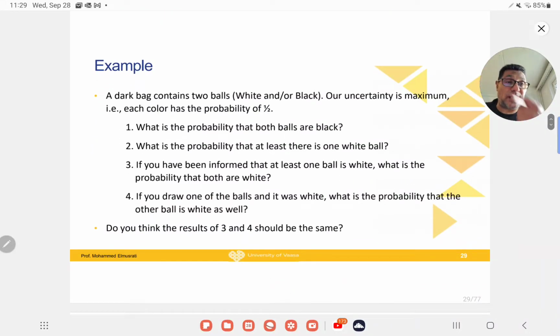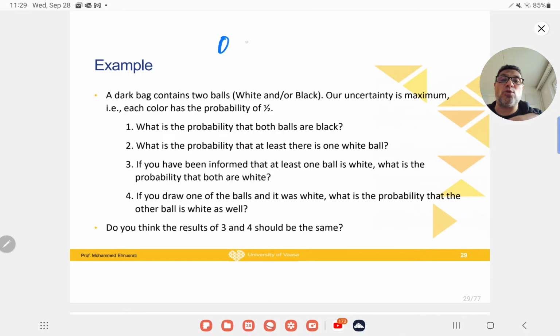Here we have a few examples that you can find in the slides. We said here, a dark bag contains two balls, white or black. We don't know which: both could be white, both black, or one white and one black. So we have no idea what is there. Our uncertainty is maximum. What is the meaning of maximum? It means that the probability of each color is 0.5. This is the maximum uncertainty, because probability is between zero and one. If it is one, then it is deterministic; you are 100% sure about it. If it is zero, it is also deterministic, because you are 100% sure it will not occur.